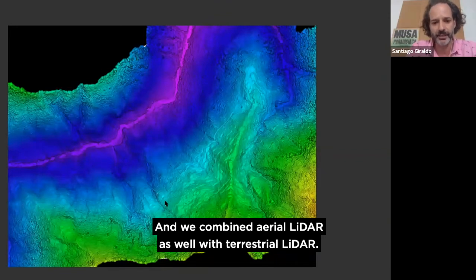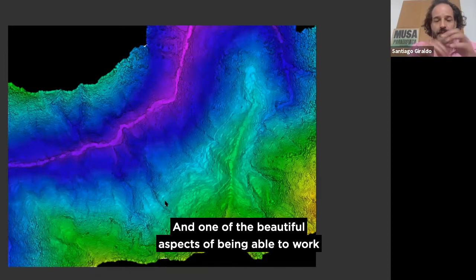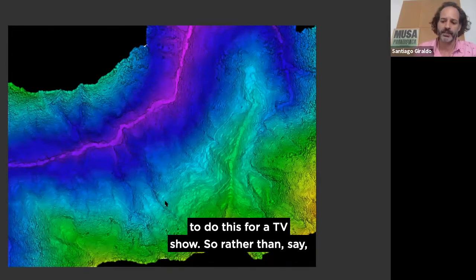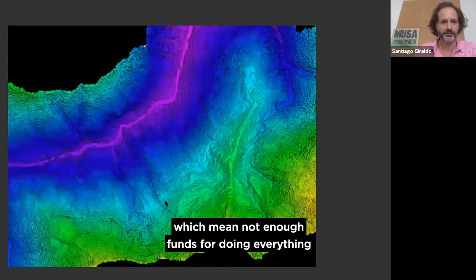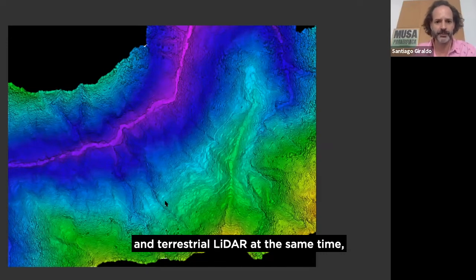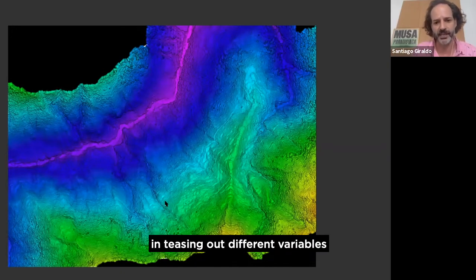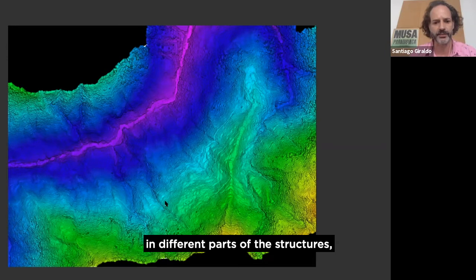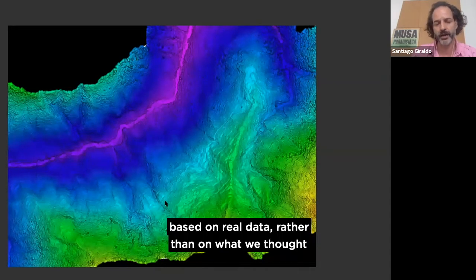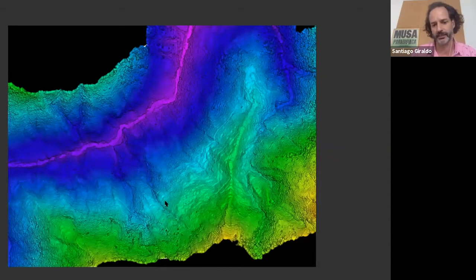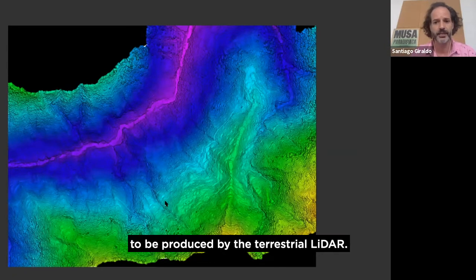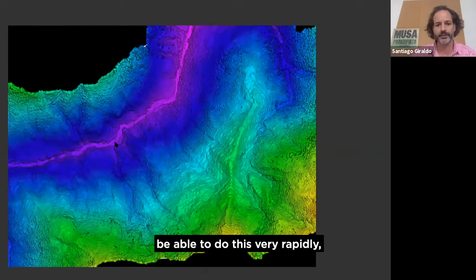We combined aerial LiDAR with terrestrial LiDAR. One of the beautiful aspects of working with National Geographic is that they wanted to do this for a TV show. So rather than following our traditional research protocols, which mean not enough funds to do everything we want, in this case we were able to do aerial and terrestrial LiDAR at the same time, to see what was more effective in teasing out different variables in different parts of the structures, and to pose more sophisticated questions based on real data rather than on what we thought was going to be produced by the aerial LiDAR or by the terrestrial LiDAR. So it was extremely useful to be able to do this very rapidly.